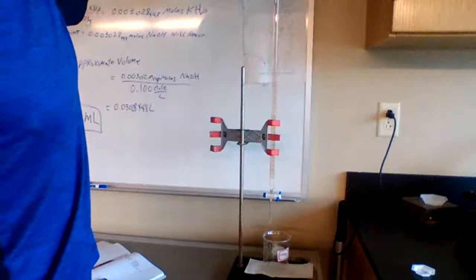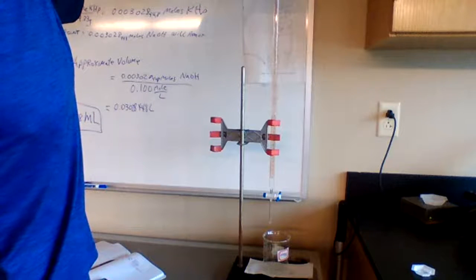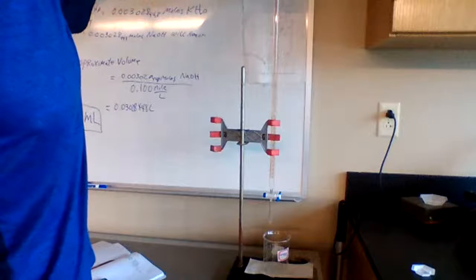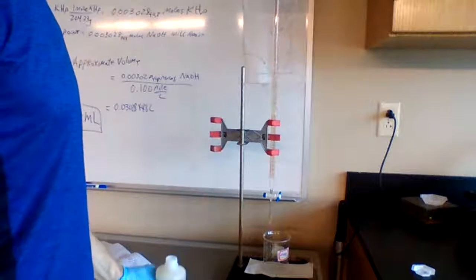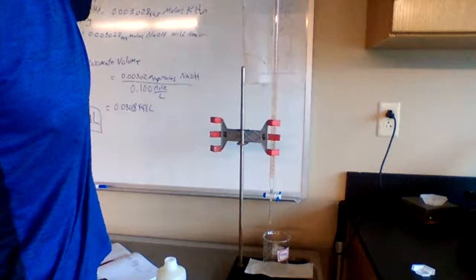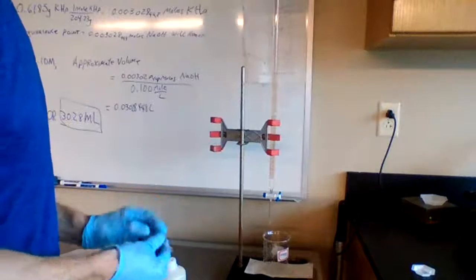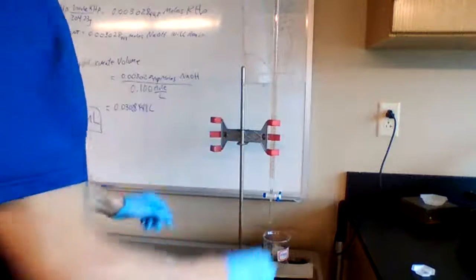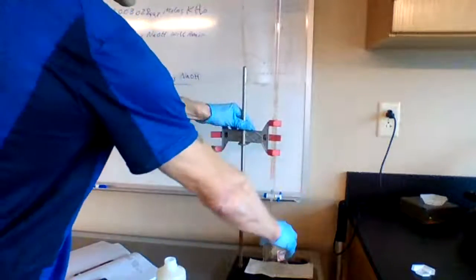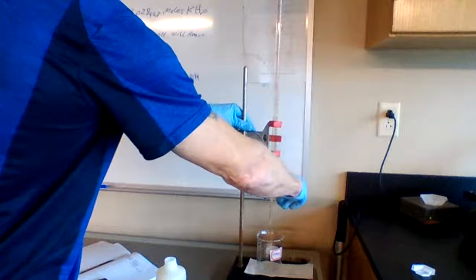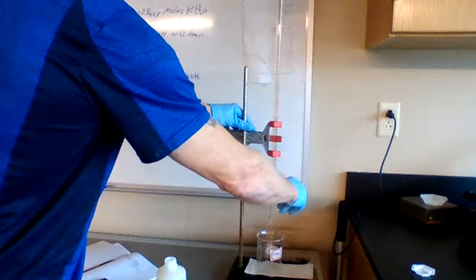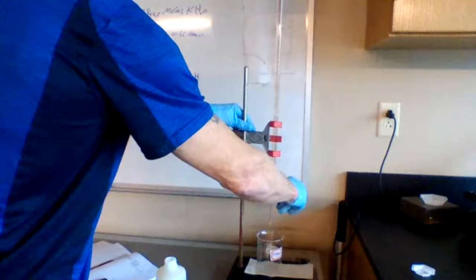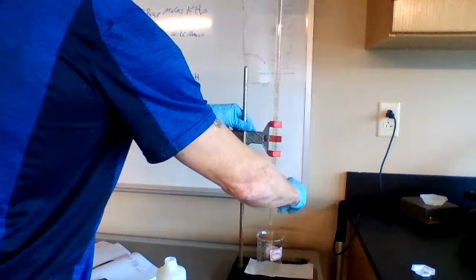So I'm almost at the 0. Again, we could start anywhere. Most people like to start at 0 because that's a nice, easy spot to start at. Okay, I'm just about there. Okay. It's a little above 0, so I'm going to lower the liquid level by opening up the stopcock and then watching where the meniscus falls right at the 0 mark.